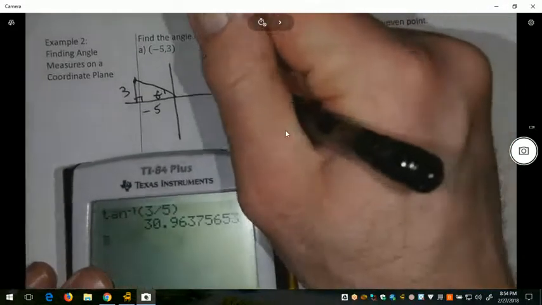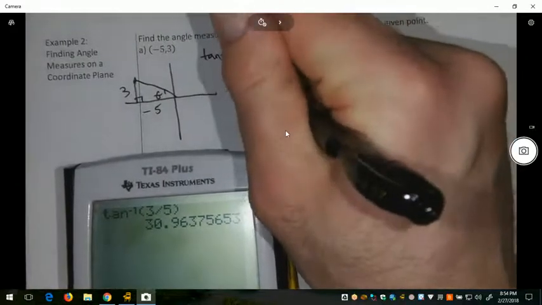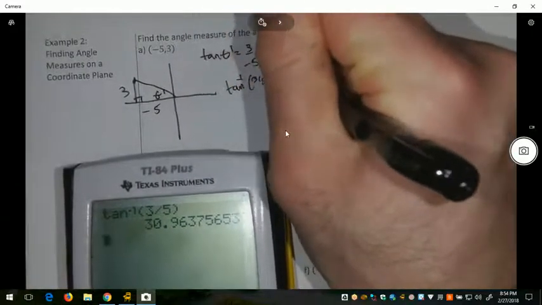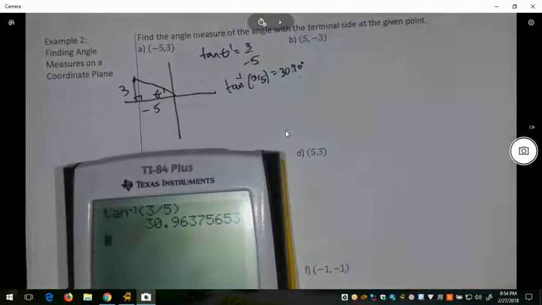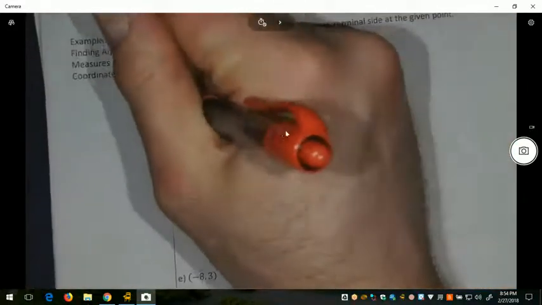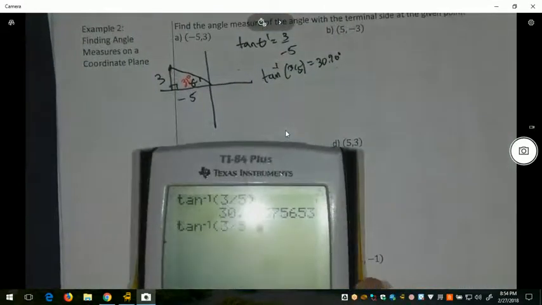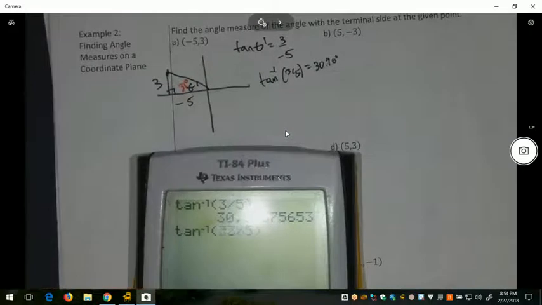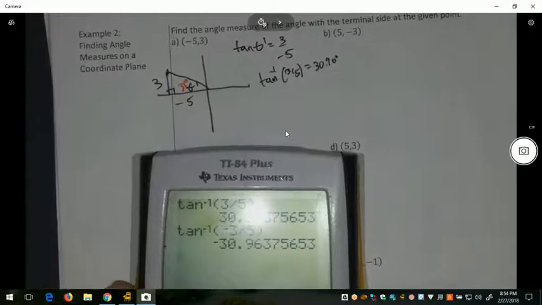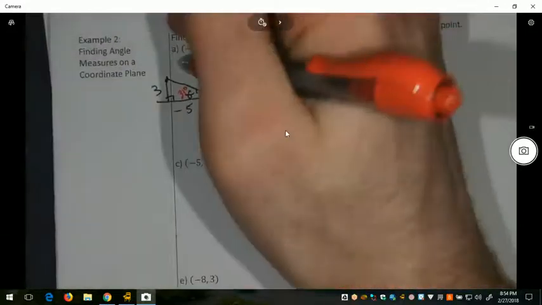So right now, if I did tangent inverse of 3/5, that would give me 30.96 degrees. That means that's 31 degrees. This angle right here is 31 degrees. By the way, if I did that with the negative, I just get the opposite of it for now, but I'm going to do the positive for now, and there's a reason why. We'll look at that in a second.